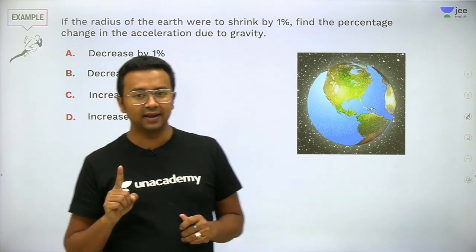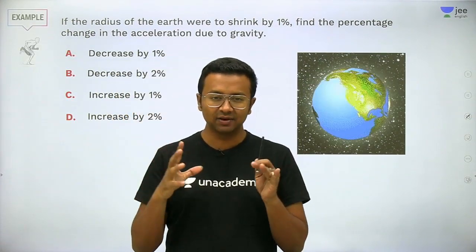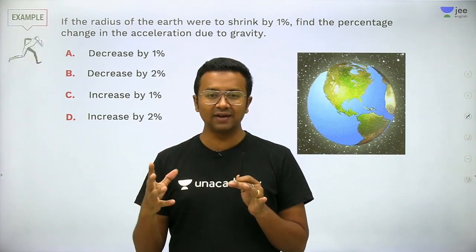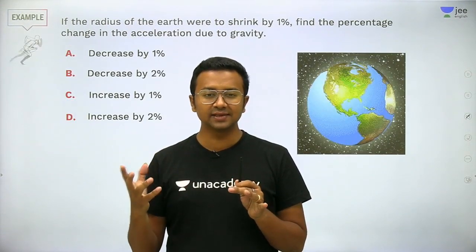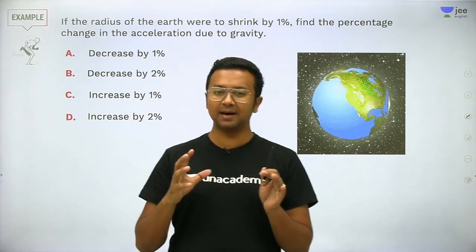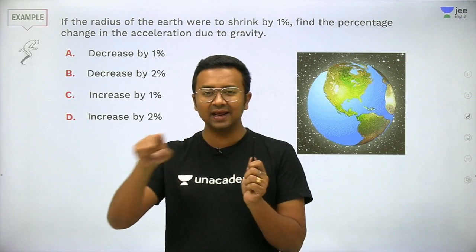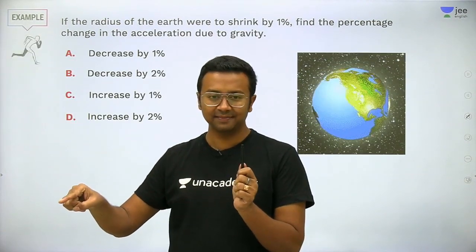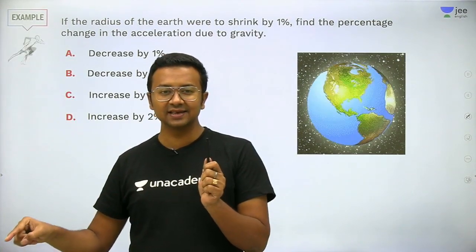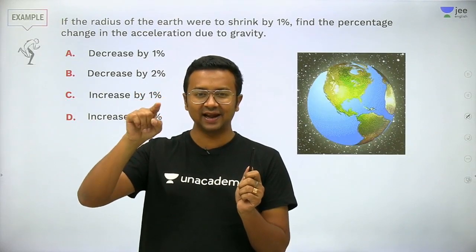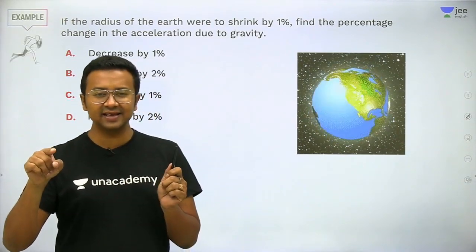See, try and understand. If the radius of the earth is decreased by 1%, will the acceleration due to gravity increase or decrease? See, mass I am keeping the same. But the radius is decreased, and acceleration due to gravity is inversely proportional to r square. So if r is decreasing, g should actually increase. Right? G should actually increase.